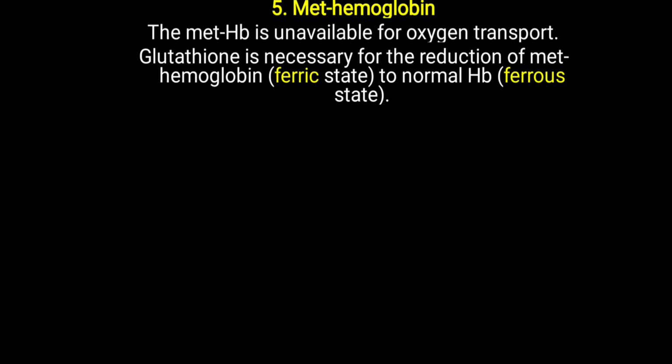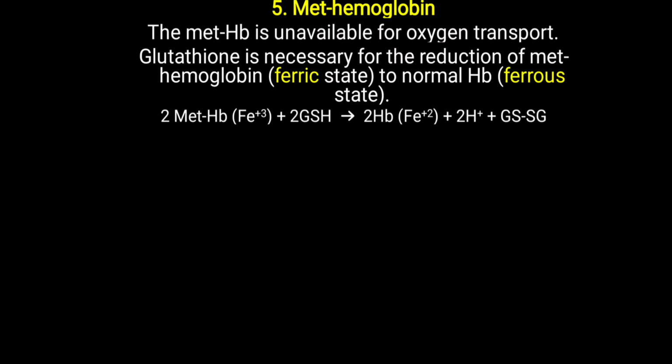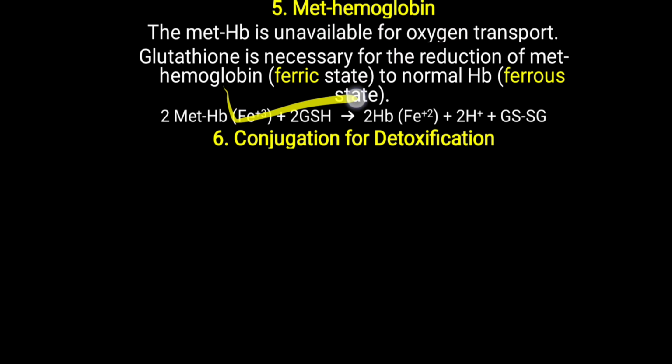So glutathione is very helpful for the reduction of methemoglobin to normal hemoglobin. Iron which is in the ferric state will be reconverted into the ferrous state, so the normal hemoglobin level will be maintained. Methemoglobin is reconverted into the original, functional hemoglobin molecule, the ferrous form of hemoglobin, with the help of glutathione. So it is very helpful to keep hemoglobin in its actual state, converting methemoglobin to hemoglobin. That is also an important function of glutathione.